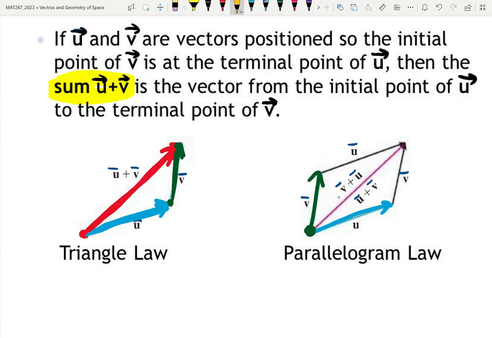They copy the v vector on top of the u vector to recreate the same situation as before. Then they copy the u vector at the end of the v vector. That creates a parallelogram. The diagonal will be the answer. The diagonal vector has its beginning at the beginning and its end at the end. They all pointed to a point.